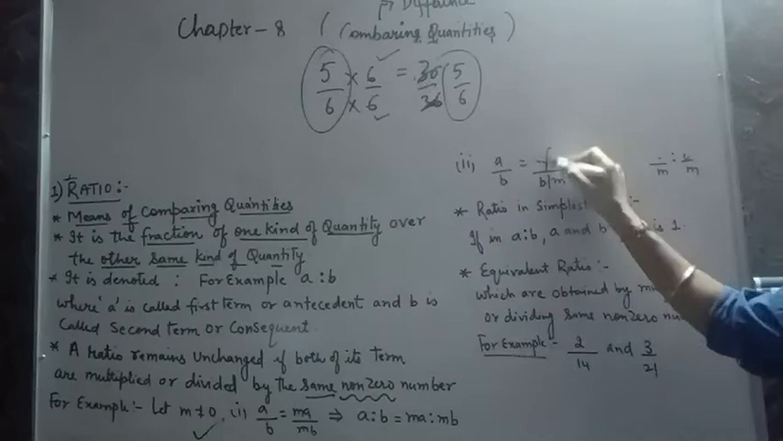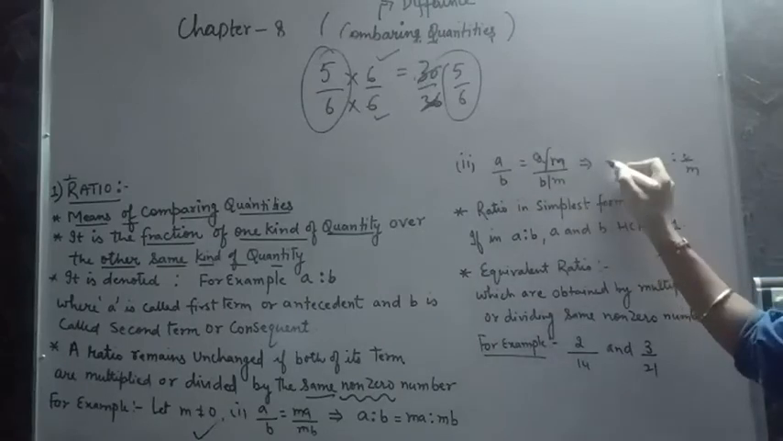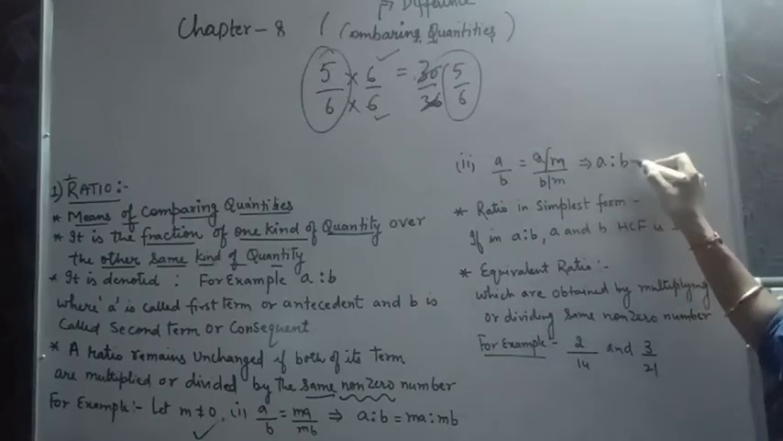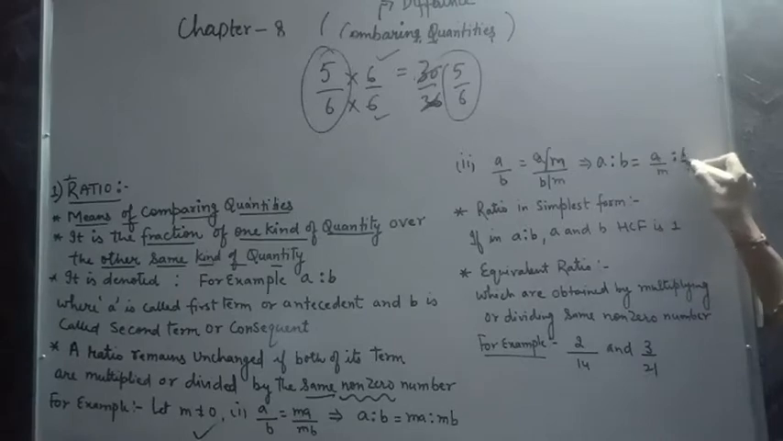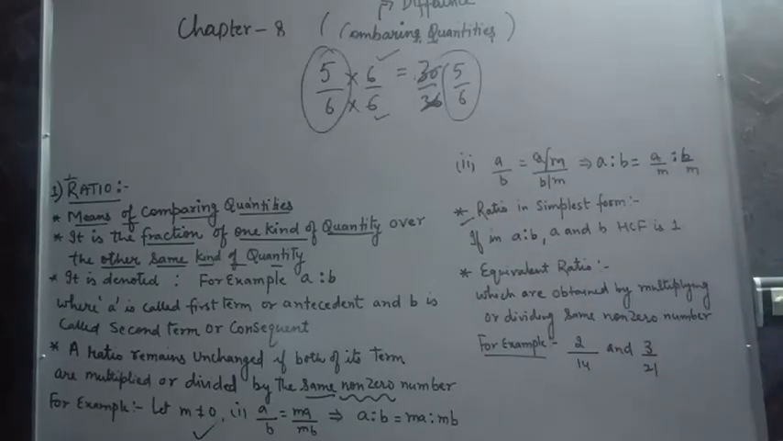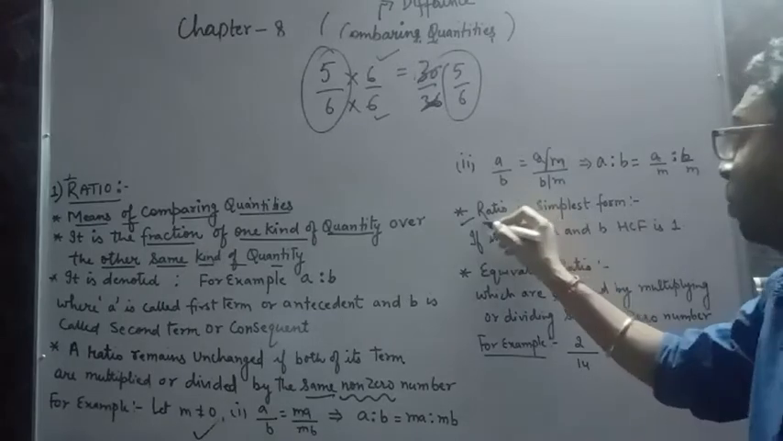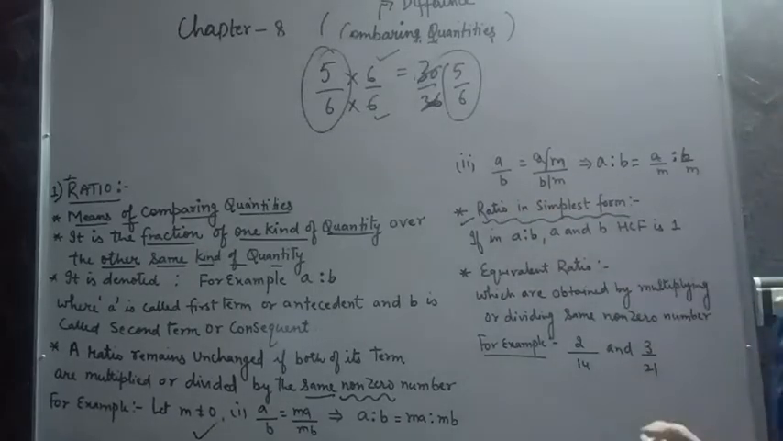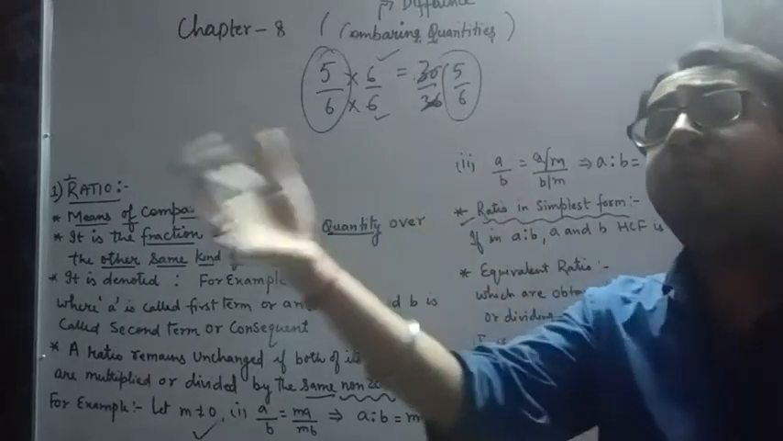Next, I have written A ratio B. Then I have written A ratio B is equal to A ratio B ratio N. Are we clear? Next important condition: ratio in simplest form. Very important. I think you have already done fractions in the simplest form, which cannot be reduced further.